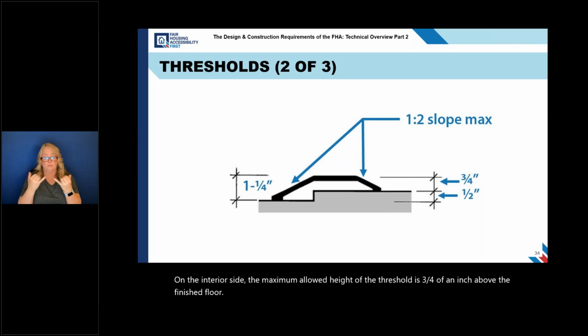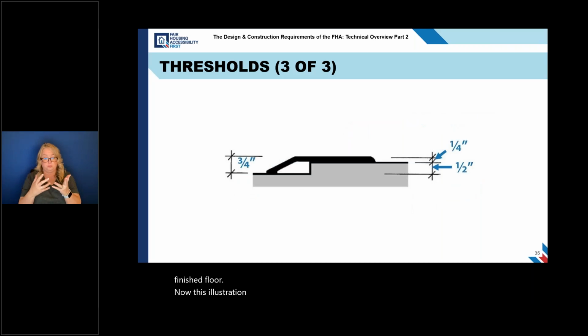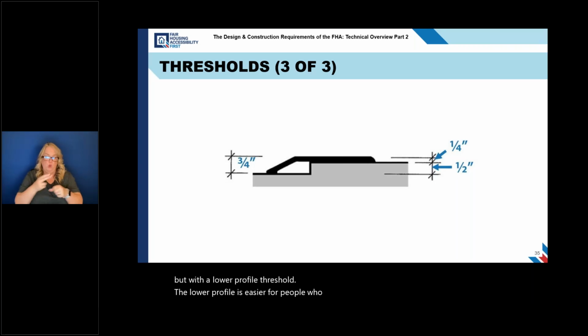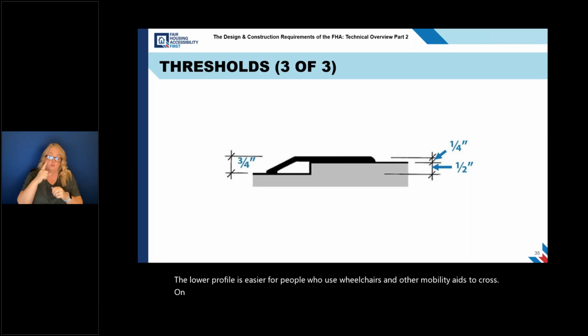Now, this illustration shows the same 1/2 inch maximum level change at the exterior landing, but with a lower profile threshold. The lower profile is easier for people who use wheelchairs and other mobility aids to cross. On the interior and exterior sides, thresholds must be beveled at 1 to 2 or less.